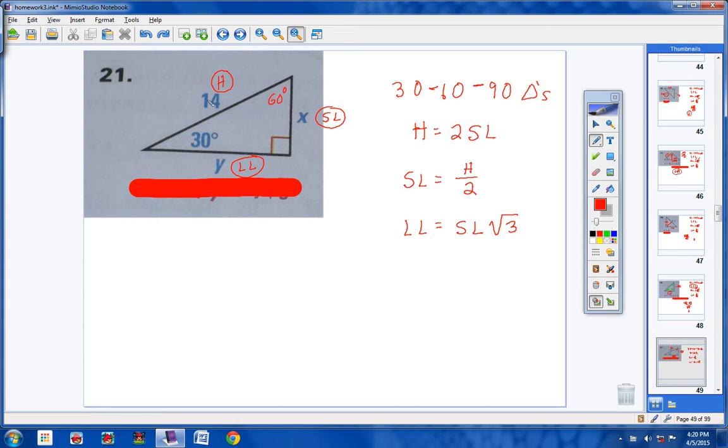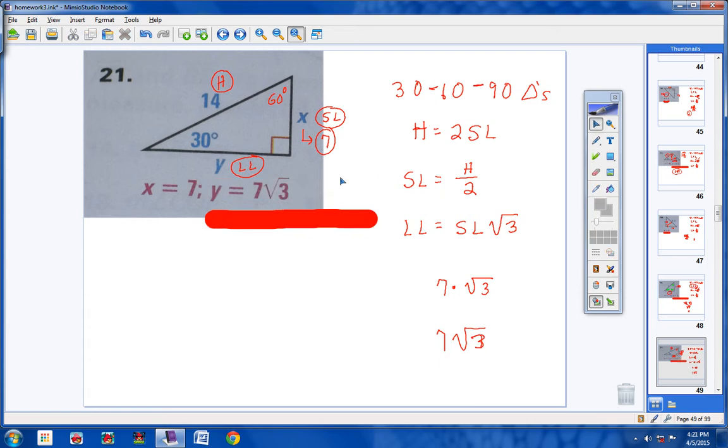So we know the hypotenuse is 14. Cut it in half and you know the shorter leg. So the shorter leg is 7. X equals 7. Now, in order to find the longer leg, what do you always do right here? Always take the shorter leg and multiply it by the square root of 3. Always. So your shorter leg is 7. So we're going to take 7 times the square root of 3 to get the longer leg. 7 times the square root of 3 is 7 square root of 3. So that would be your y. Alright, number 22.